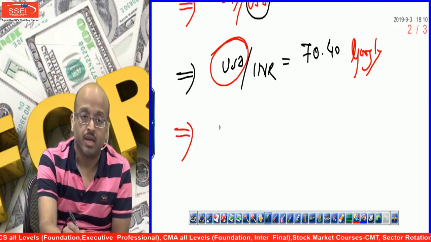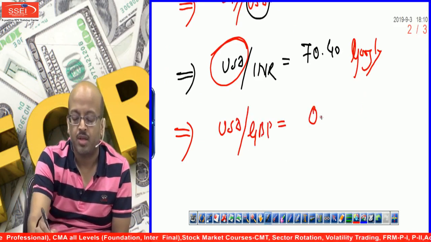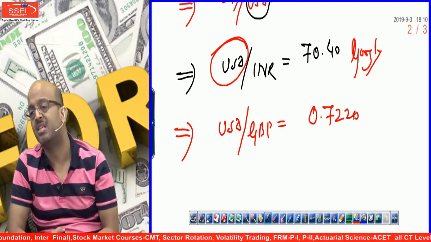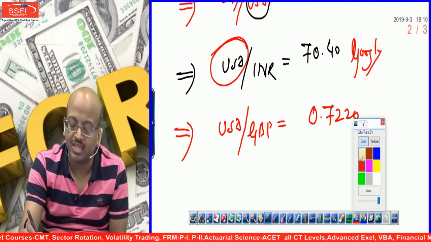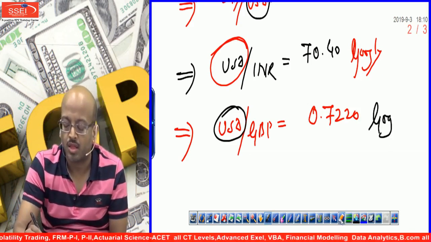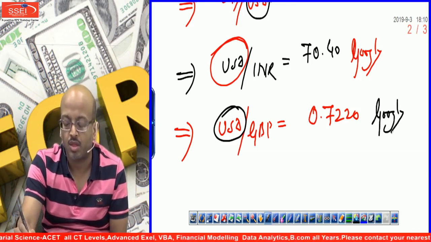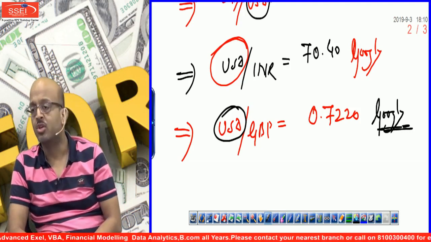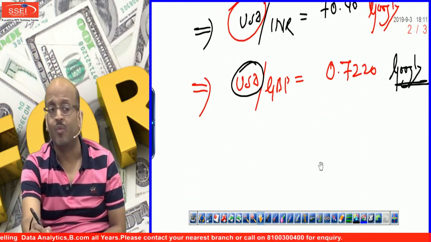Implies USD/GBP is 0.7220. Yes, please. It is less than 1, so it has to be the price of what? Dollars. So for USD, there is a googly. Okay, so this is a good example to ensure that you will be comfortable at home when you think about it.